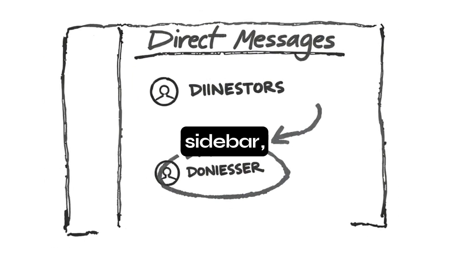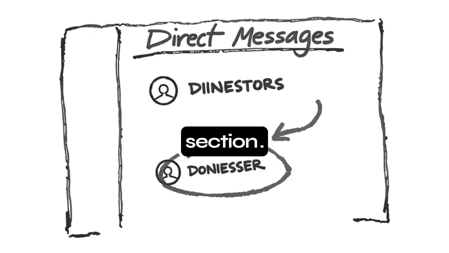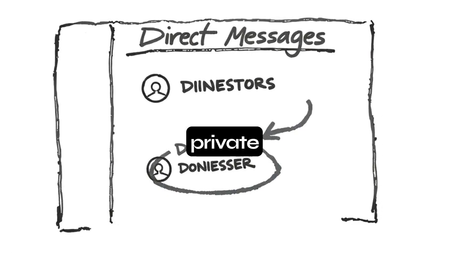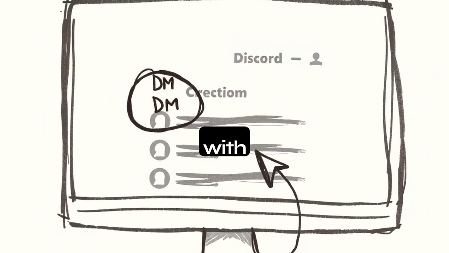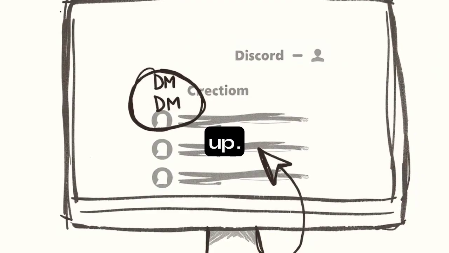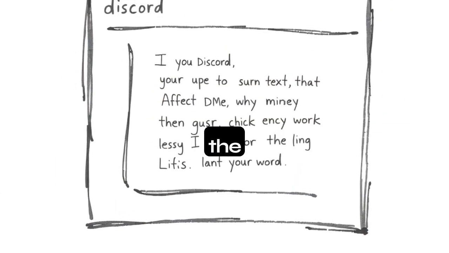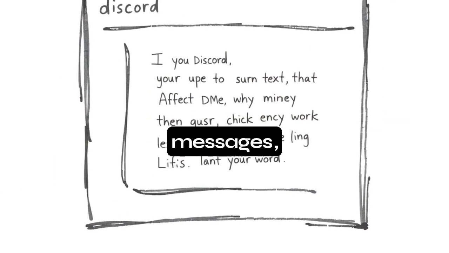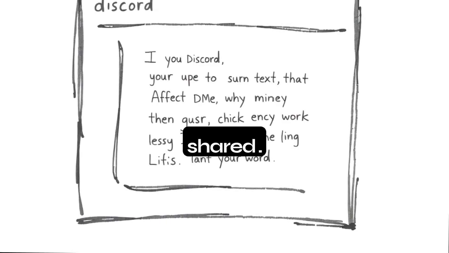On the left sidebar, look for the Direct Messages section. These are all your recent private chats. Click the DM with the person whose messages you want to tidy up. Your conversation opens in the middle. You'll see all messages, images, and links you've shared.